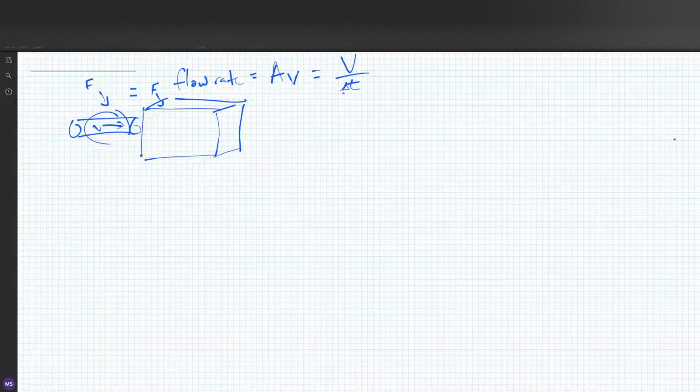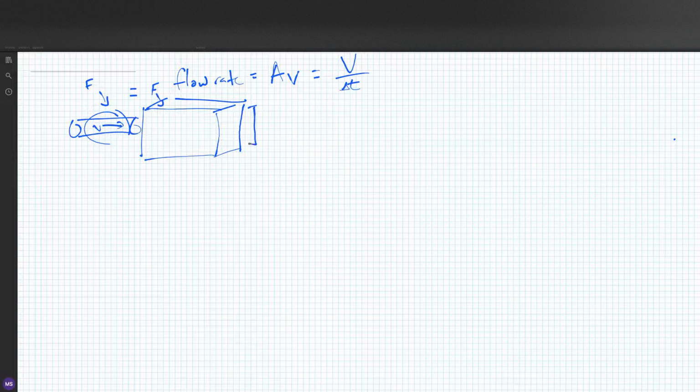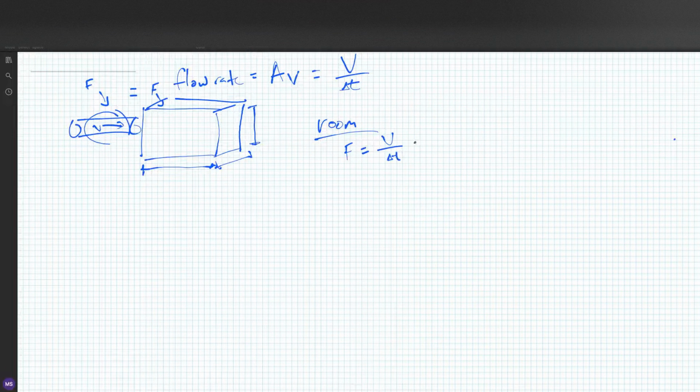Okay, so we just got to figure out which of these two do we use, one for the tube, one for the room. So the room, it gives you the dimensions of the room, the height, the width, the length, right? So that should immediately tip you off that you need the volume. So for the room, I'm going to do the room first. The flow rate equals the volume divided by the time.